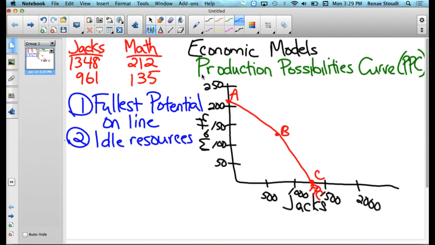And this is going to be anything inside the curve. Okay? So, for example, right here, could I produce at point Q? Could I produce that many combination of math facts and jumping jacks? Yes. How do I do that? All I have to do is slack off. I can have people that are not working as hard as they can. Remember, the red line is them working as hard as they can. So anything inside the curve is what we call idle resources.